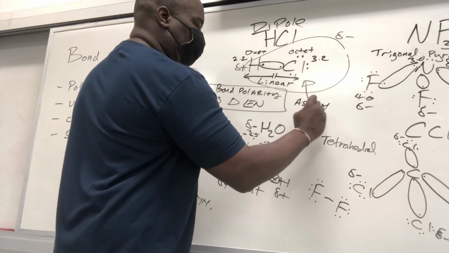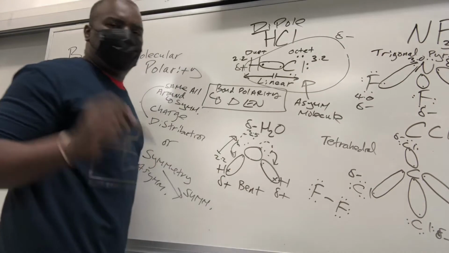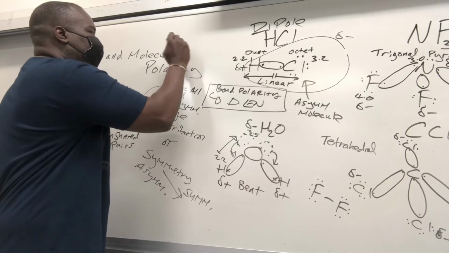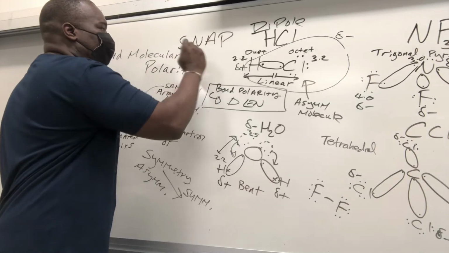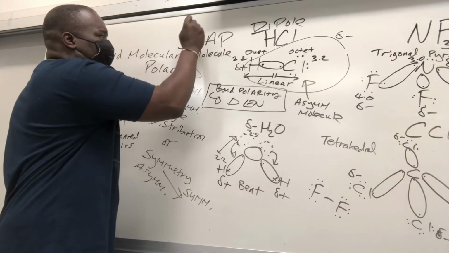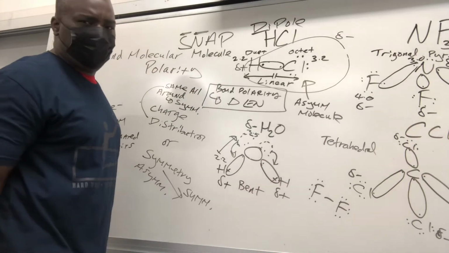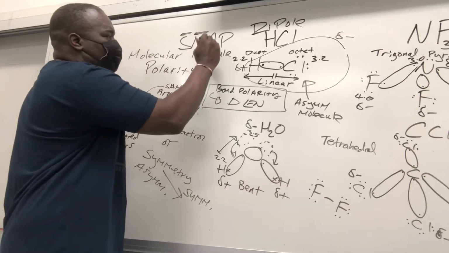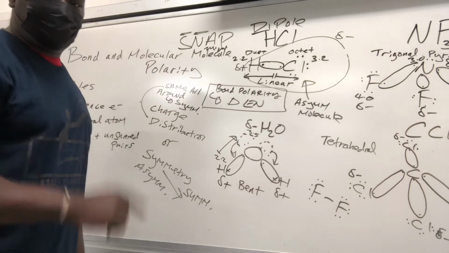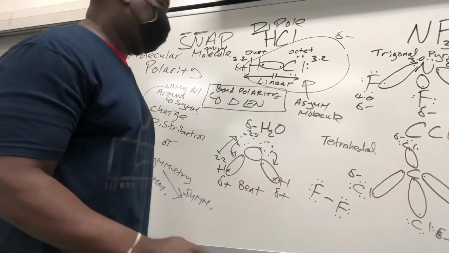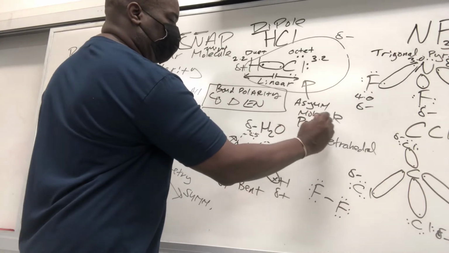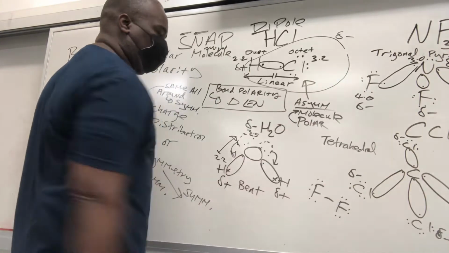So this molecule right here, HCl, is an asymmetrical molecule. Now, once you know it's asymmetrical, you can follow something called the SNAP rule, S-N-A-P, for molecules. It simply says, if a molecule is symmetrical, it's going to be non-polar for molecular polarity. If a molecule is asymmetrical, it's going to be polar. SNAP: symmetrical, non-polar, asymmetrical, polar. So HCl is asymmetrical, therefore polar.